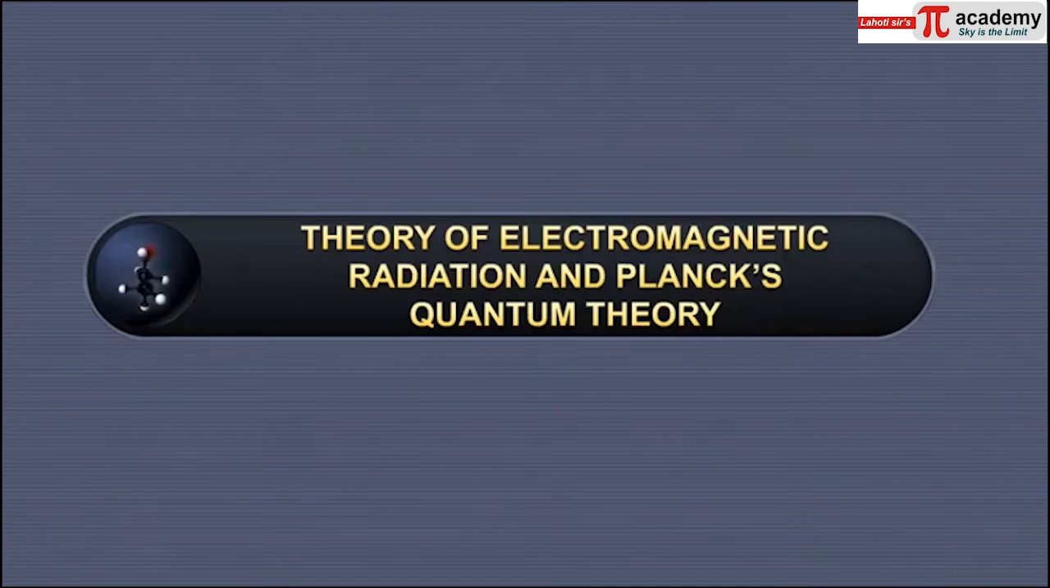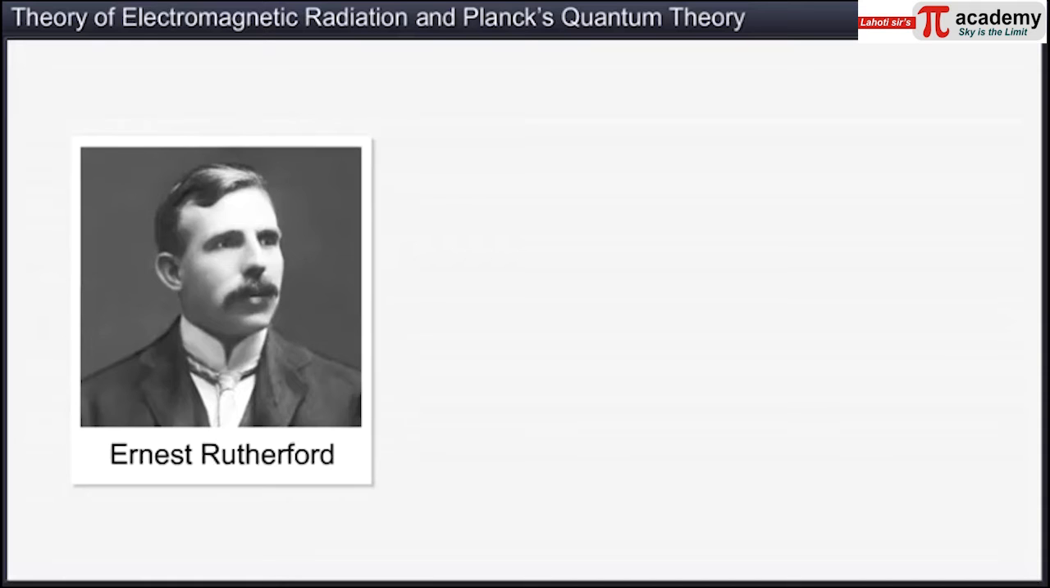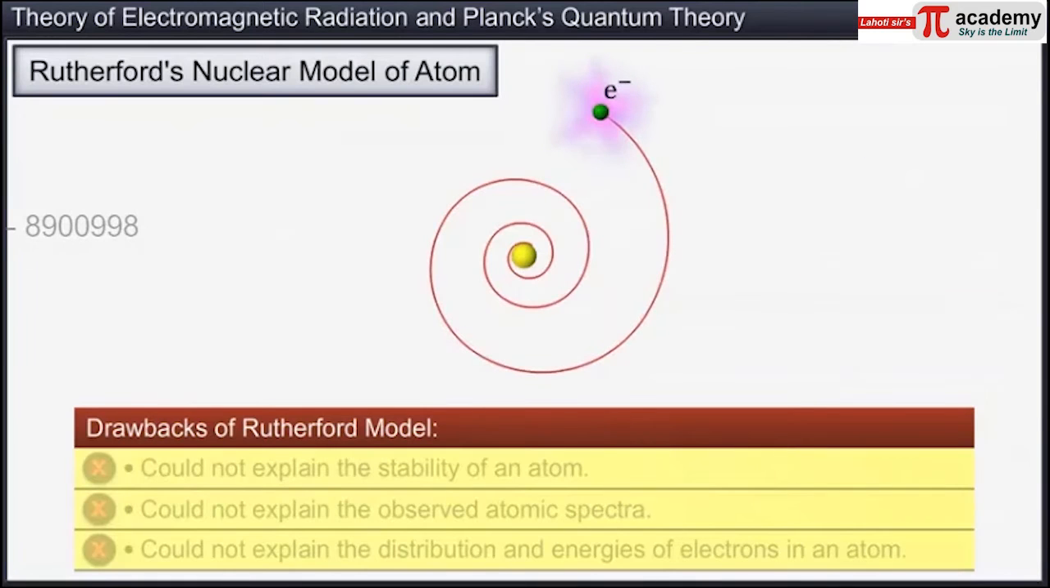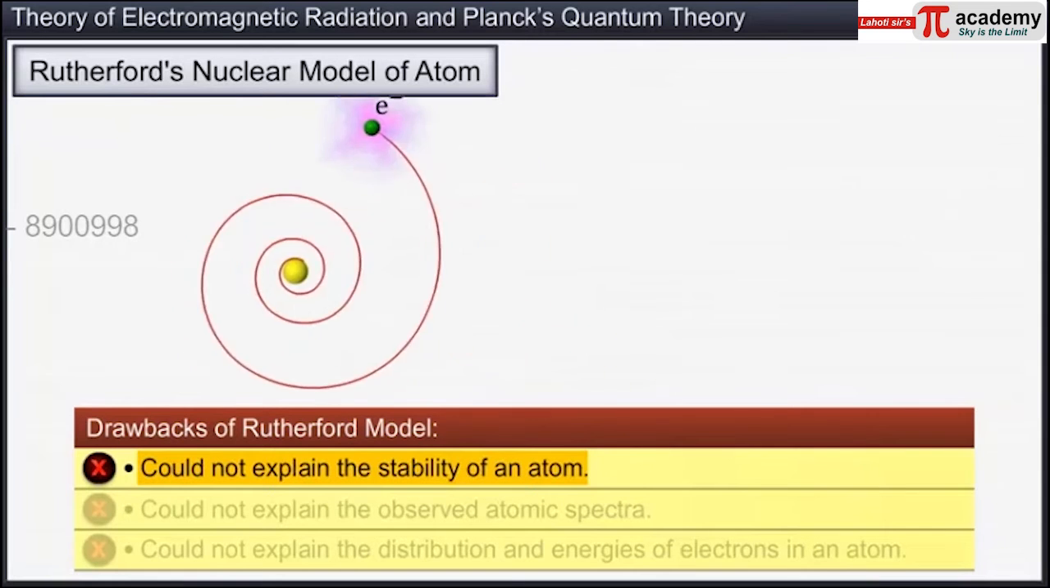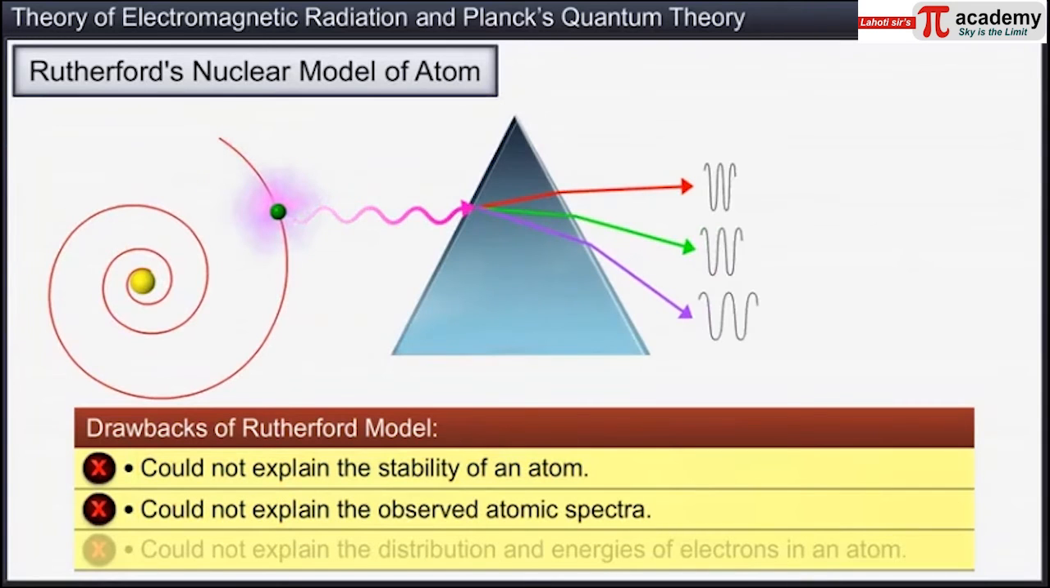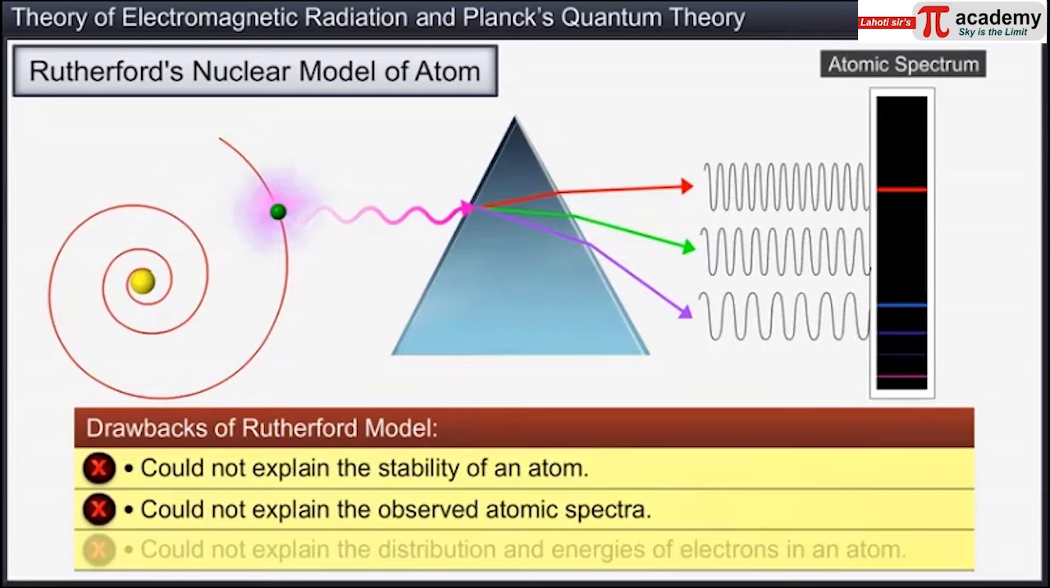In this module, you will learn about the characteristics of electromagnetic radiation and Planck's quantum theory. We have already learned that Rutherford's nuclear model of an atom basically suffers from major drawbacks, which are as follows. Firstly, it couldn't explain the stability of an atom in view of the electromagnetic theory. Secondly, as a consequence of its inability to explain the stability of an atom, it couldn't explain the observed atomic spectra.